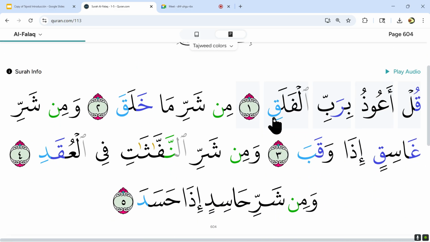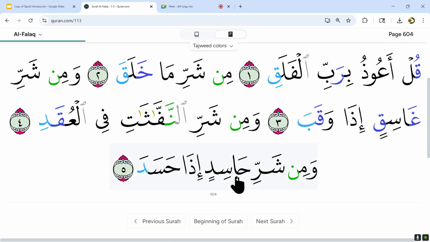In Surat Al-Falaq, we have a bunch of mins, which is the same rule. So actually in a recitation, we have to hold on to them. قُلْ أَعُوذُ بِرَبِّ الْفَلَقِ مِنْ شَرِّ مَا خَلَقَ وَمِنْ شَرِّ غَاسِقٍ إِذَا وَقَبَ وَمِنْ شَرِّ النَّفَّاثَاتِ فِي الْعُقَدِ وَمِنْ شَرِّ حَاسِدٍ إِذَا حَسَدَ. Nice.